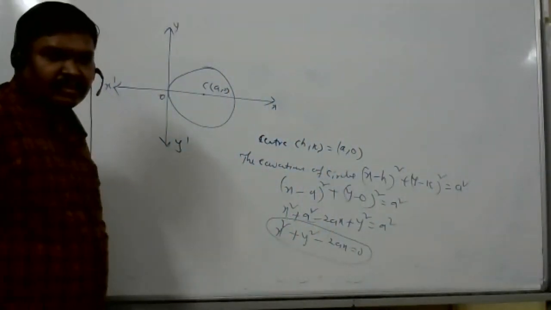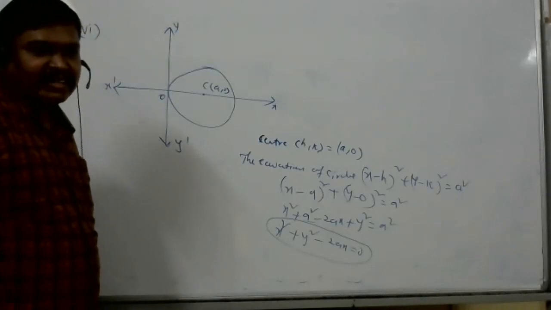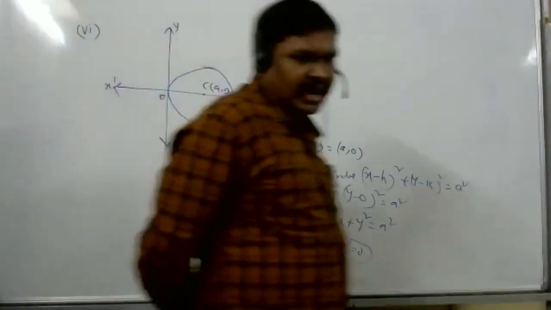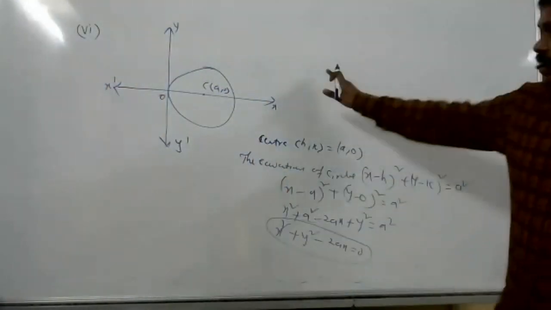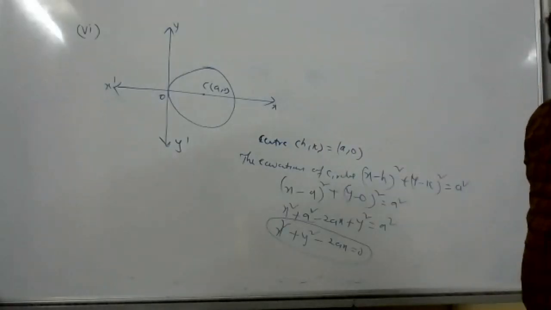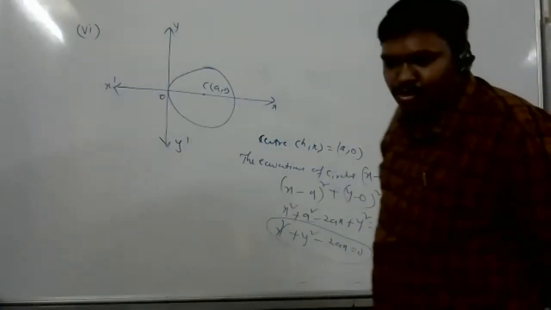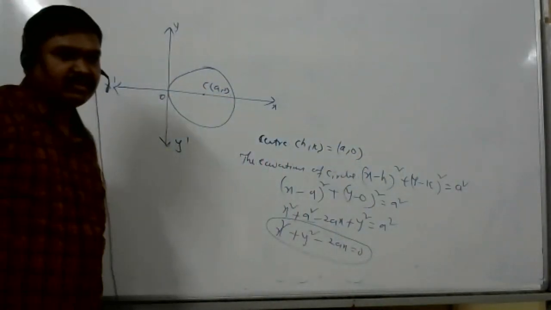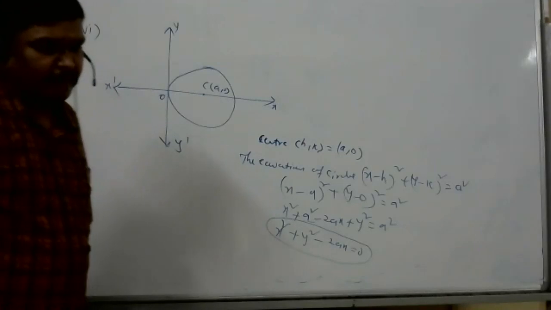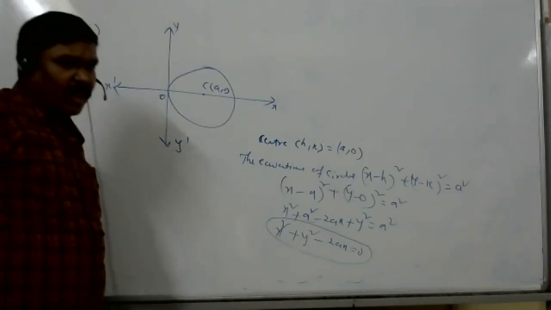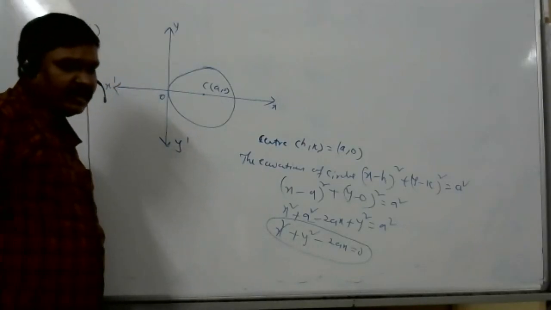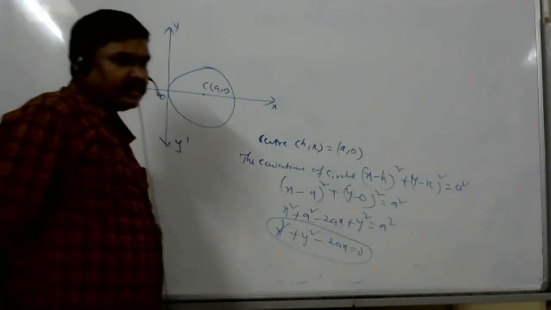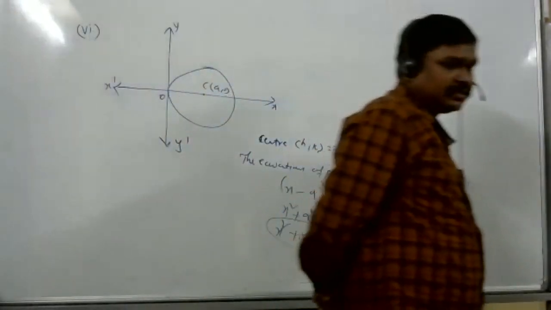Okay, sir. So already last class 5 cases completed. Total 7 cases, special cases. This is the sixth case. Note down the sixth case: when the circle passes through the origin and the center lies on x-axis.